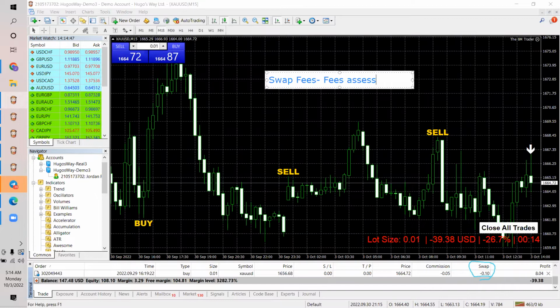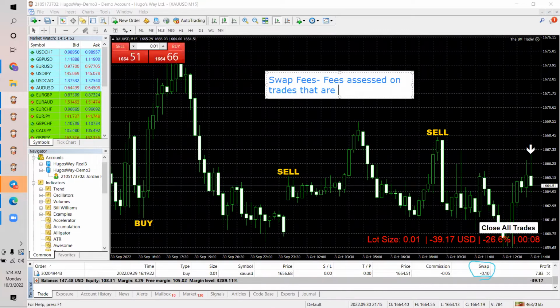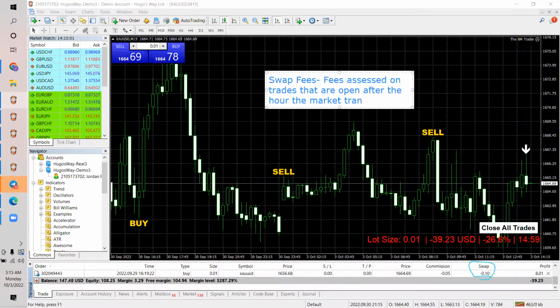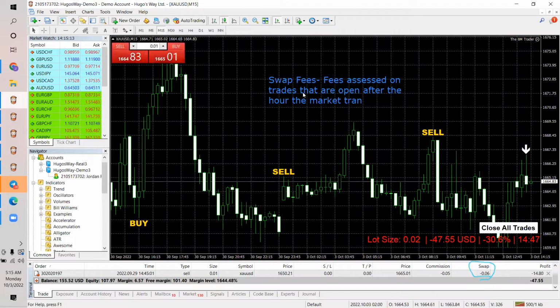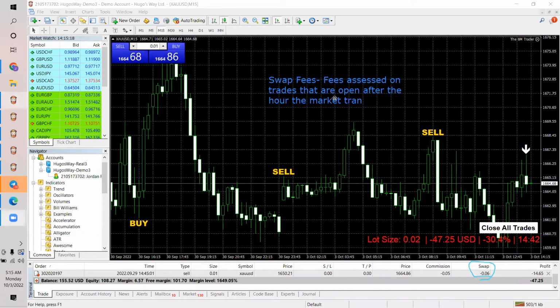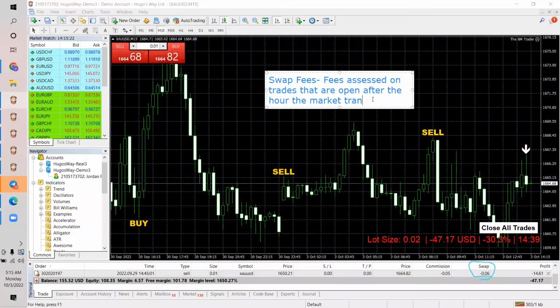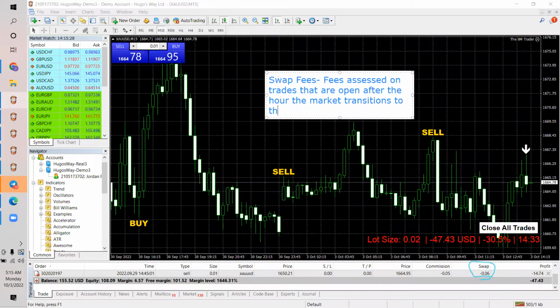The swap fees are assessed on trades that are open after the hour the market transitions. Oh, the candle just closed. Arrow still there. Move to the other arrow. So we're going to close one of our buy trades right here for profit, and we're going to still let this trade play out. So we've got 2 sell trades in the mix right now. So fees are assessed on trades that are open after the hour the market transitions to the next day.